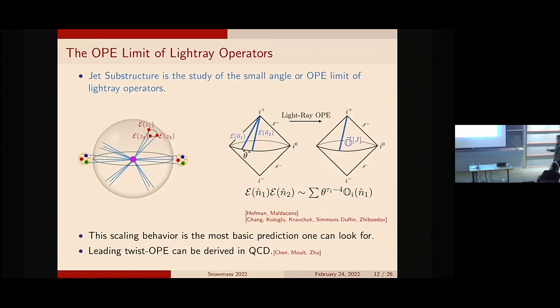And so these operators, although I won't discuss them here, are very concrete objects. The leading scaling is just the twist-2 operators in QCD. And so one can really just work out the details and derive everything you need to understand real-world hadron collider collisions.